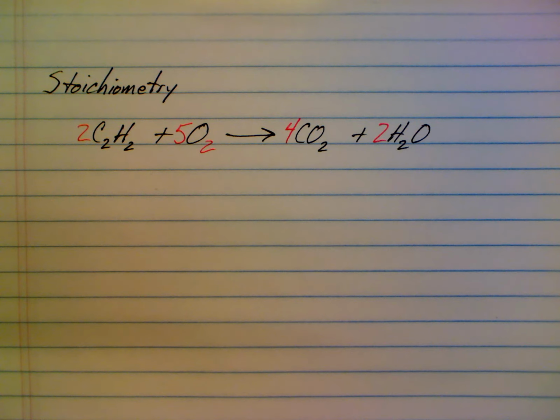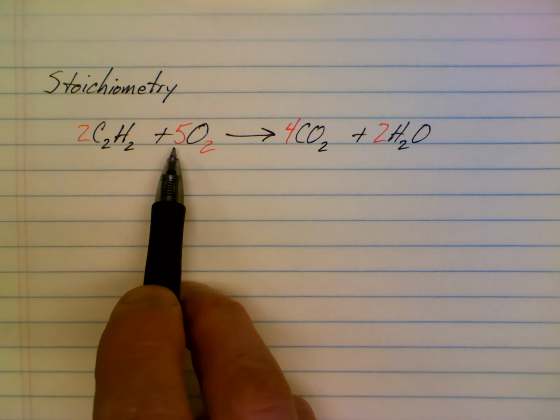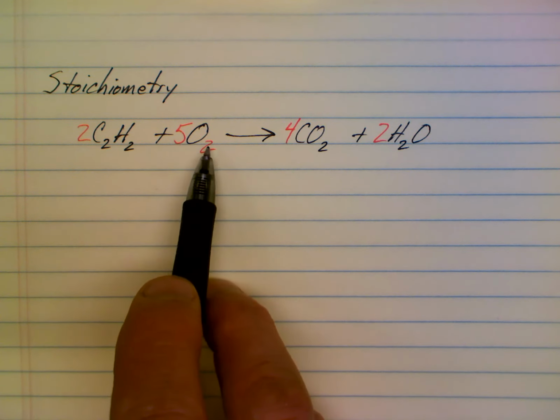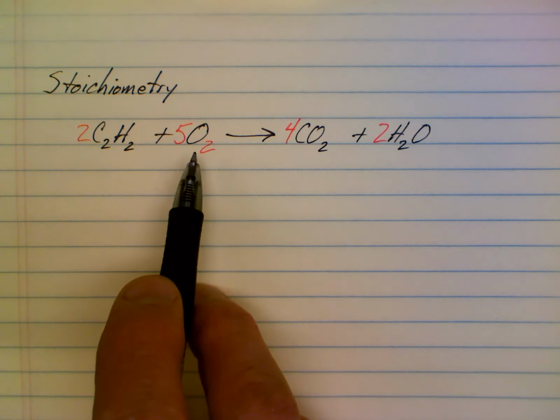So you balance the equation, but up until now, there's really been no purpose to balancing the equation. But now with stoichiometry, we're going to find out the purpose of this. You'll notice that with our coefficients here, first of all, we've got 2 and 5. We have two acetylenes and 5 oxygens. What those coefficients really relate is the number of moles of each.